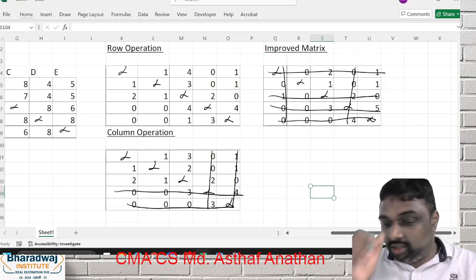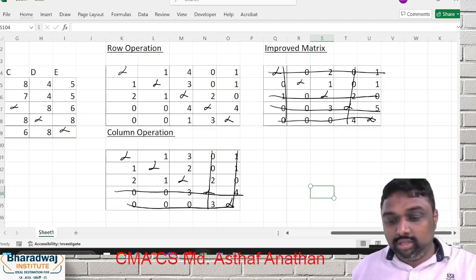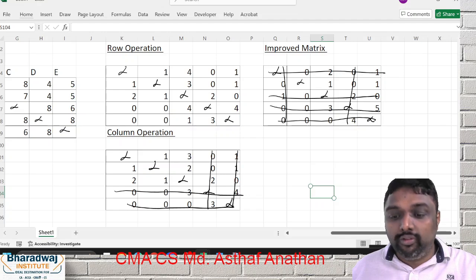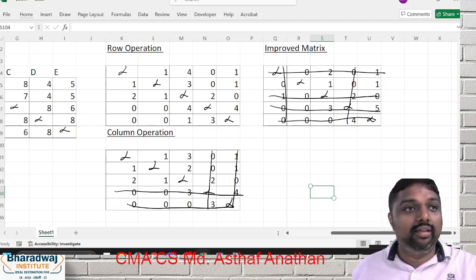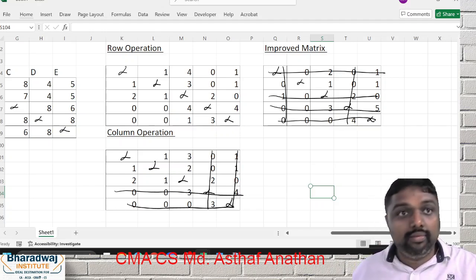In the first row there is no single zero. Second row, there is no single zero. Third row, there is no single zero. Fourth row, there is no single zero. Fifth row also, there is no single zero. Correct? So we have to go column wise now. Shall we start?